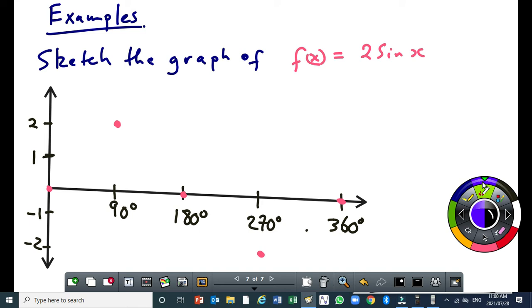So now I can sketch. When you sketch, no ruler. You don't sketch the graph. The graphs, take all the trigonometric graphs, you don't sketch using a ruler. You have to do it freehand. And it requires a bit of practice.